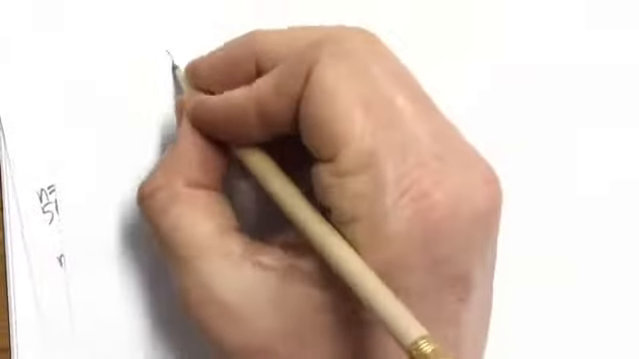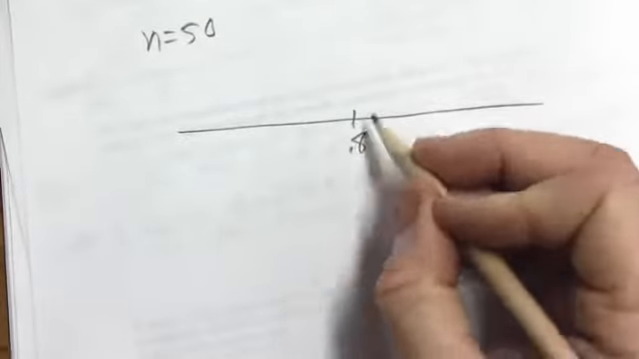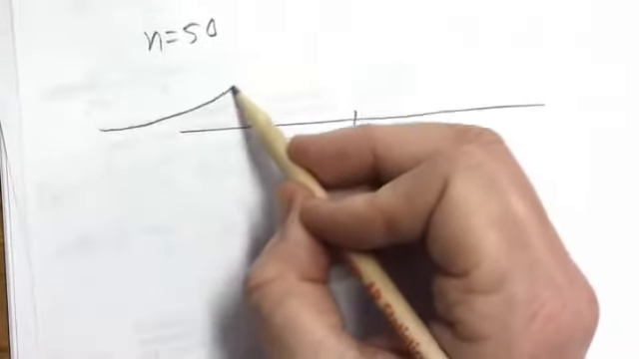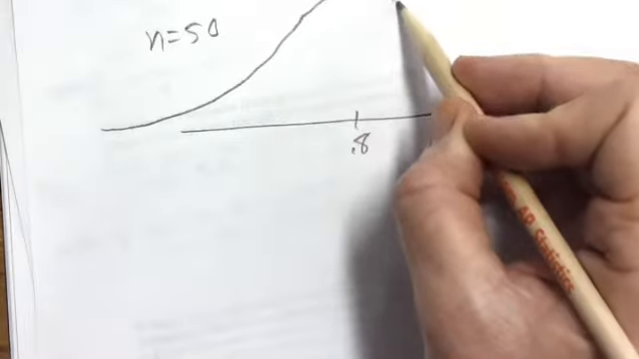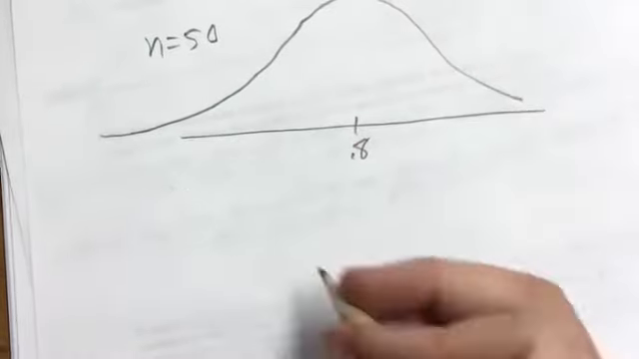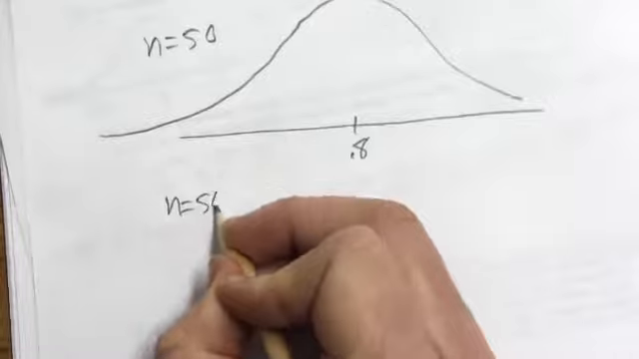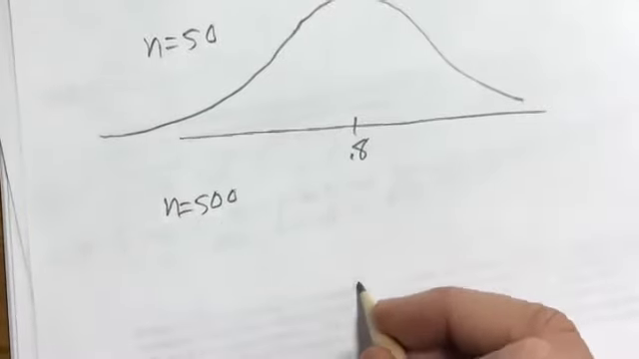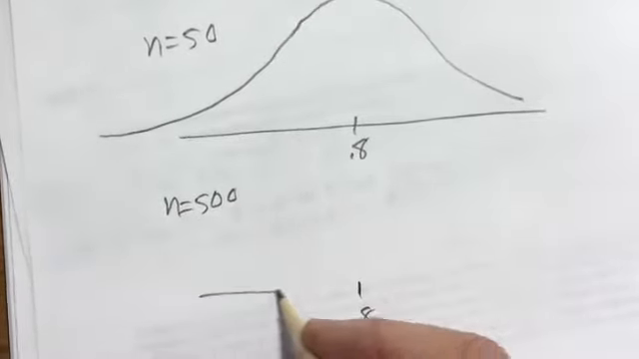like when our n is equal to 50, that normal curve, it's centered at 0.8, but let's say it's going to be something like this. It'll be approximately normal. It'll be something like that. When our n is equal to 500, what that does to your sampling distribution, it's still centered at 0.8 because we haven't done anything biased.